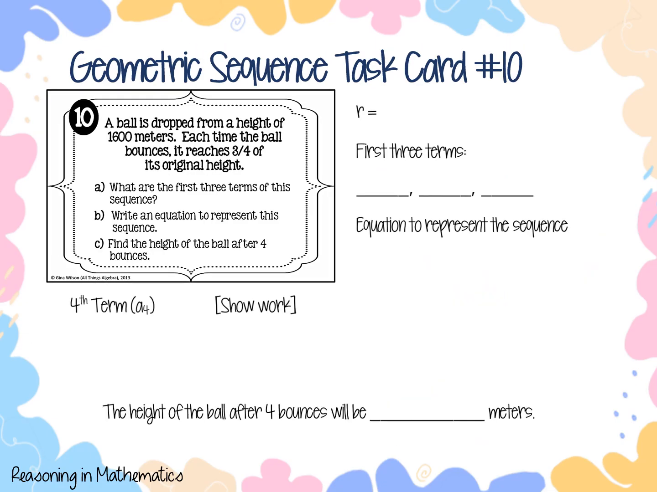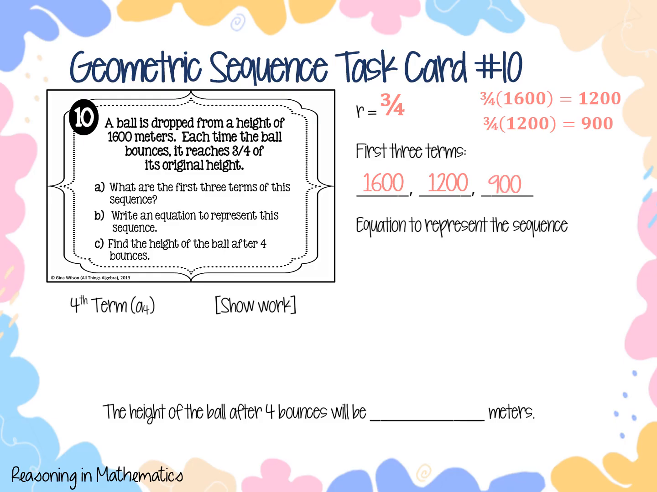Number 10. A ball is dropped from a height of 1,600 meters. Each time the ball bounces, it reaches 3/4 of its original height. We need to find the first 3 terms of the sequence, write the equation, and find the height after 4 bounces. So r is 3/4. First term is 1,600. Multiply that by 3/4, we get the next term. Multiply the 1,200 by 3/4, we get the 3rd term.